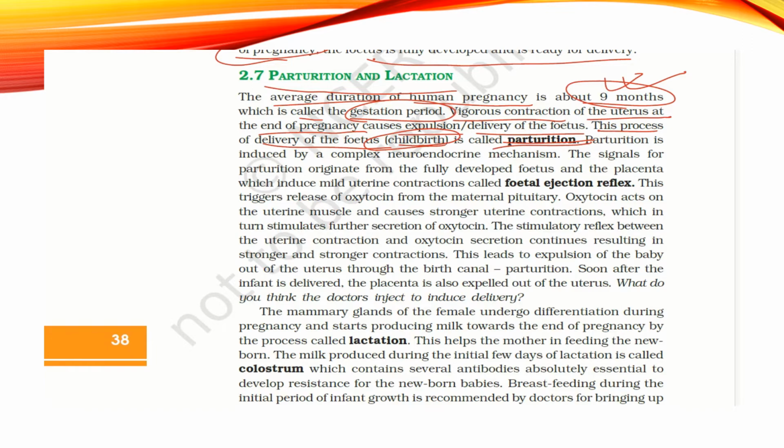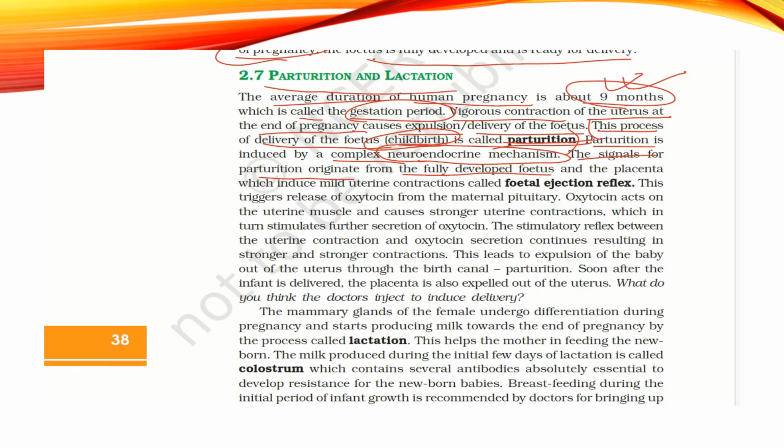That is the expulsion or delivery of the fetus, the process of childbirth, called parturition, right? Now parturition is induced by some complex neuroendocrine mechanisms. Neuroendocrine means it's a fine mechanism which relates both our nervous system and the endocrine system. The signals for parturition originate from the fully developed fetus. The fetus is giving us signals that it wants to get out and be delivered. It is not comfortable within the uterus, so it starts giving signals.